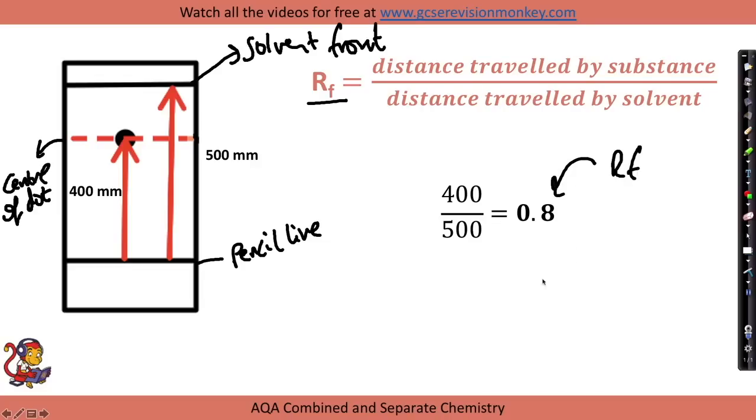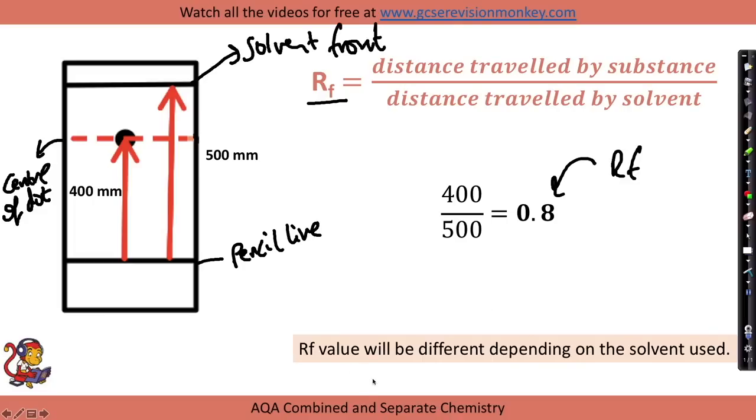As I alluded to previously, RF value will be different depending on the solvent used. So this could be, for example, the RF value for water for this particular compound, but if the solvent was ethanol, then this number here would be different.